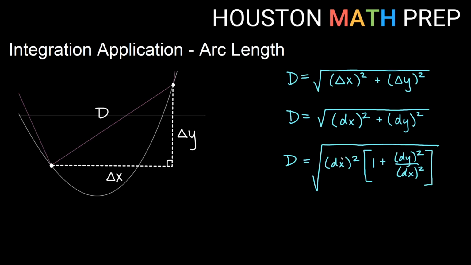And what we'll do with this is we will now pull it out of the root. It's a perfect square, and we can pull it out as a single dx term outside of the root. And we will get something that looks like this. So the dx is now on the outside. That looks a little more like what we would have in an integral.